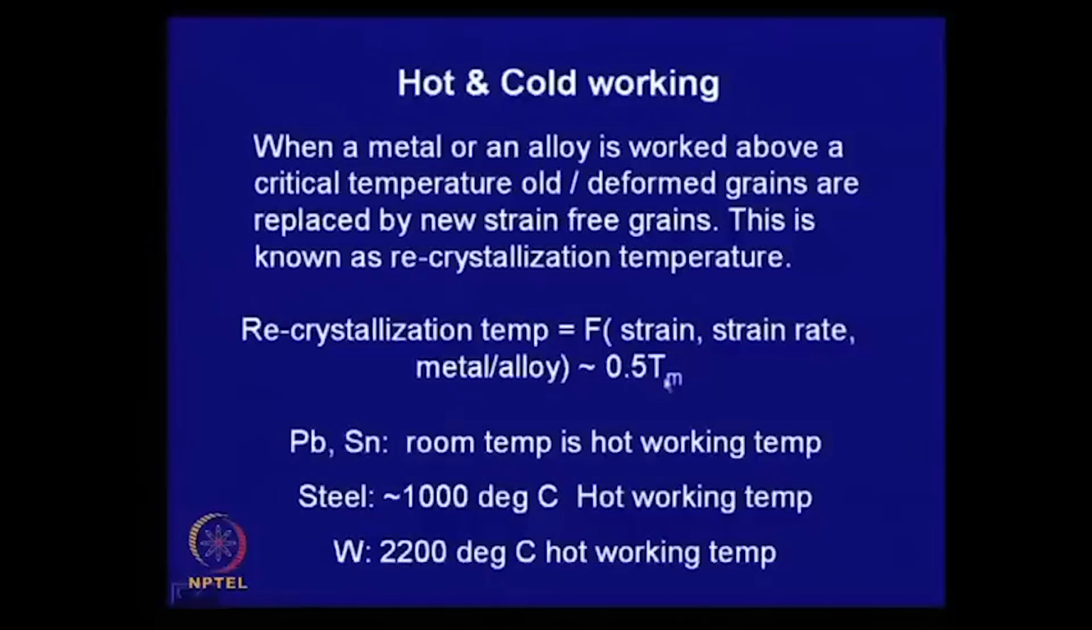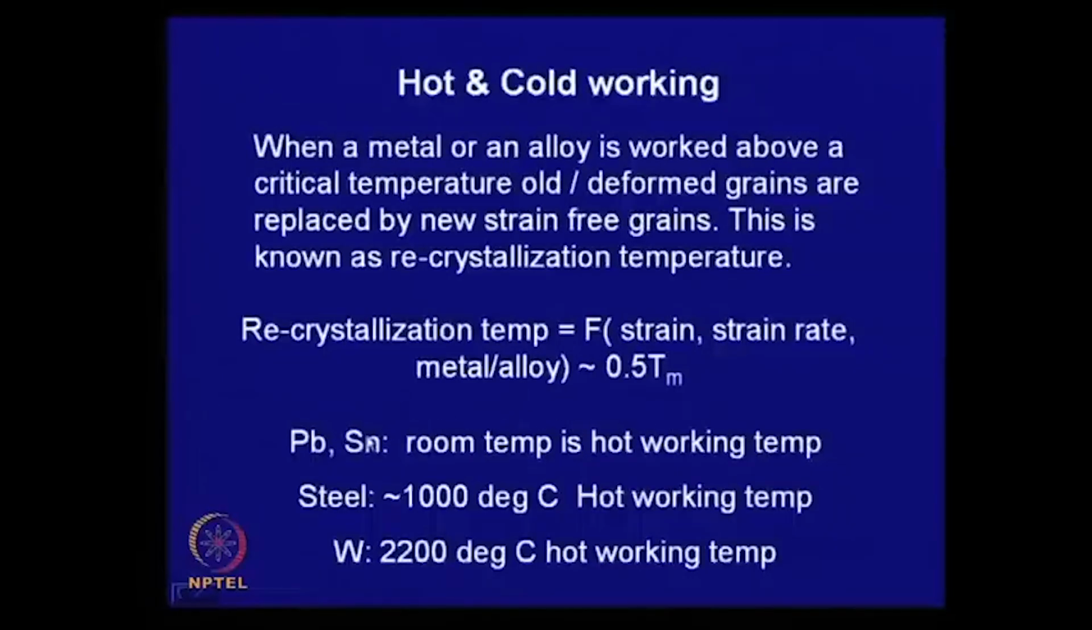And in fact, roughly one can say that it is half the melting point of the metal, Tm, where Tm is the melting point in degrees absolute. So, therefore, we know the melting points of lead and tin are very low. Tin melts at 232 degree centigrade, lead at 327 degree centigrade. Therefore, room temperature is quite high in case of both lead and tin.